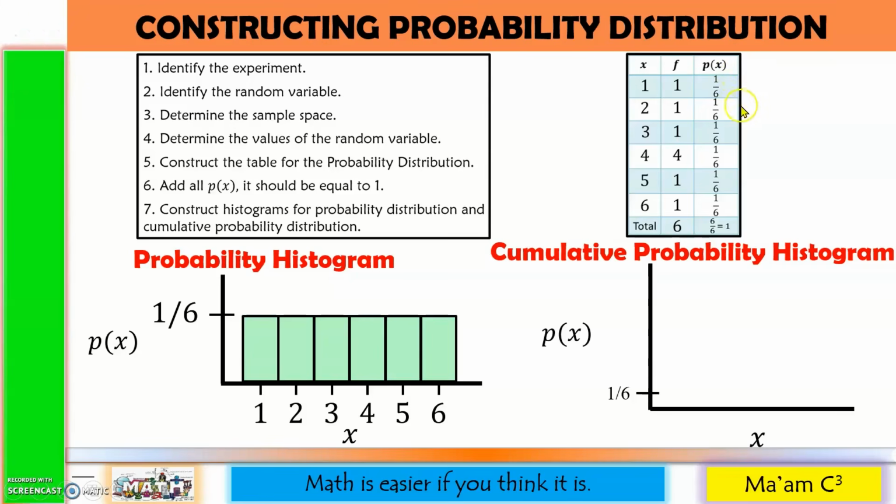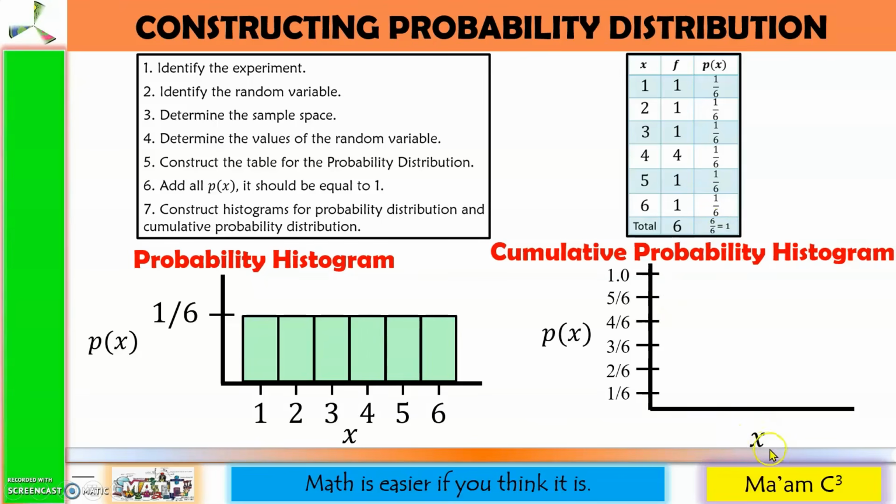1 over 6 plus 1 over 6 is 2 over 6. 2 over 6 plus 1 over 6 is 3 over 6. 3 over 6 plus 1 over 6 is 4 over 6. 4 over 6 plus 1 over 6 is 5 over 6. 5 over 6 plus 1 over 6 is 6 over 6 or equal to 1.